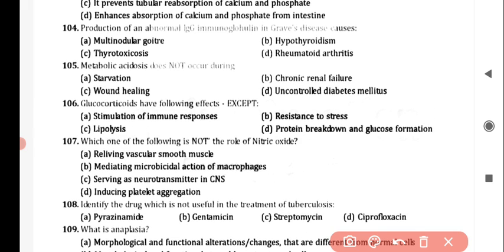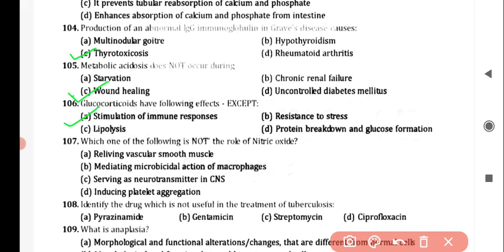Next question is, production of an abnormal IgG immunoglobulin in Graves' disease causes, and the correct answer is option C, thyrotoxicosis. And next question is, metabolic acidosis does not occur during, and the correct answer is option C, bone healing. Next question is, glucocorticoids have following effects except, and the correct answer is option A, stimulation of immune responses.